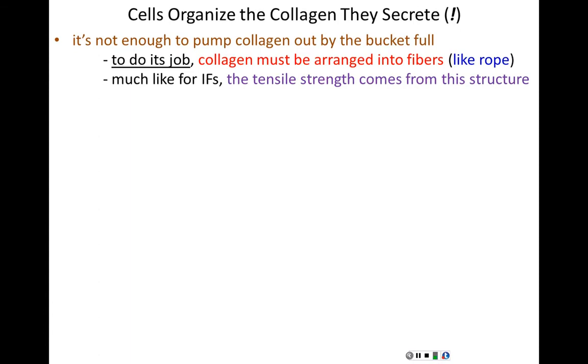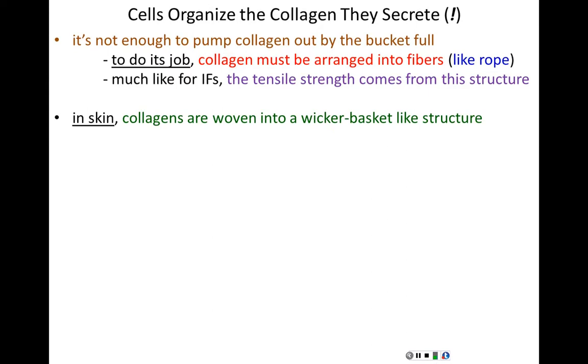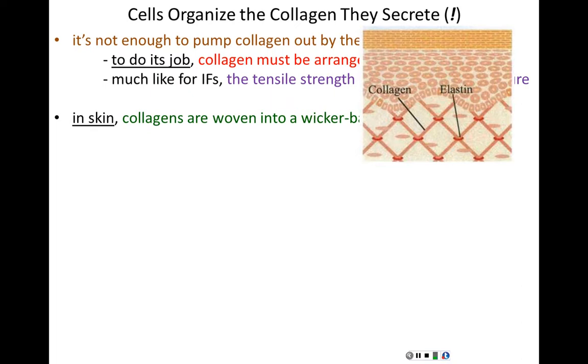Much like intermediate filaments, the collagen organized into these long rope-like fibers is what gives the ECM its tensile strength. So that's one form that collagen needs to take. In skin, collagen isn't so much rope-like, but much more wicker basket-like. It's woven into a crisscross lattice work of protein to give strength and durability for flexing. Think about why collagen would take this wicker basket weaving shape in skin, and why that might make sense. We'll come back to that another time.